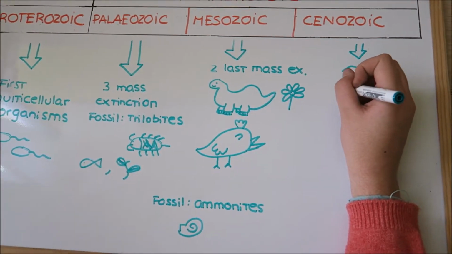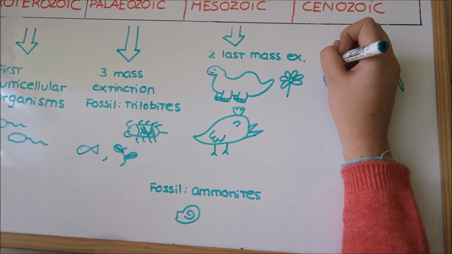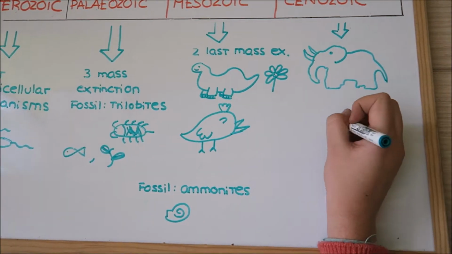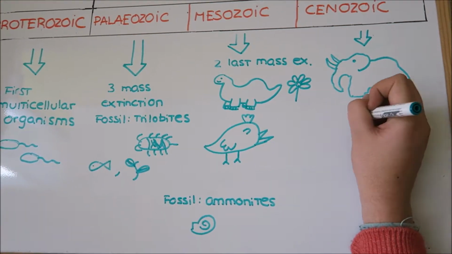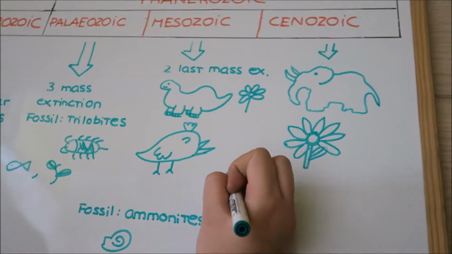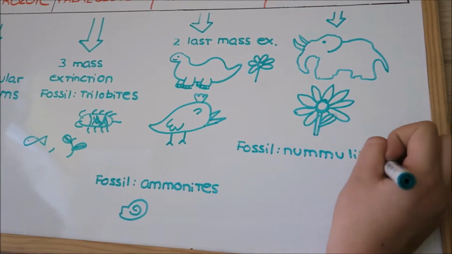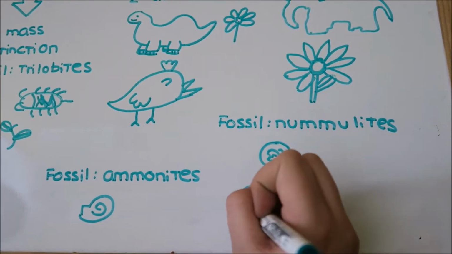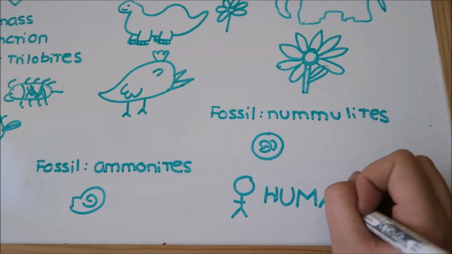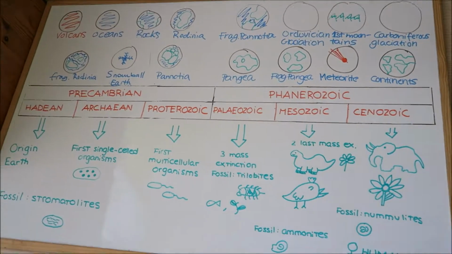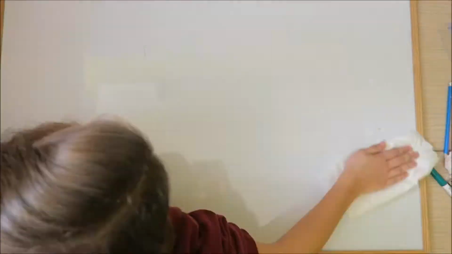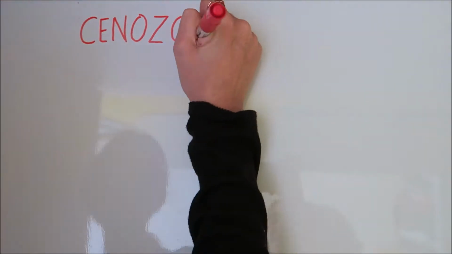The last era of that eon is the Cenozoic. In that era appeared angiosperm plants, mammal, and bird groups that survived the last mass extinction. In that era, human species emerged, and in the middle of it we have the development of human beings. The guide fossils are the nummulites. The first hominids emerged in the Cenozoic.